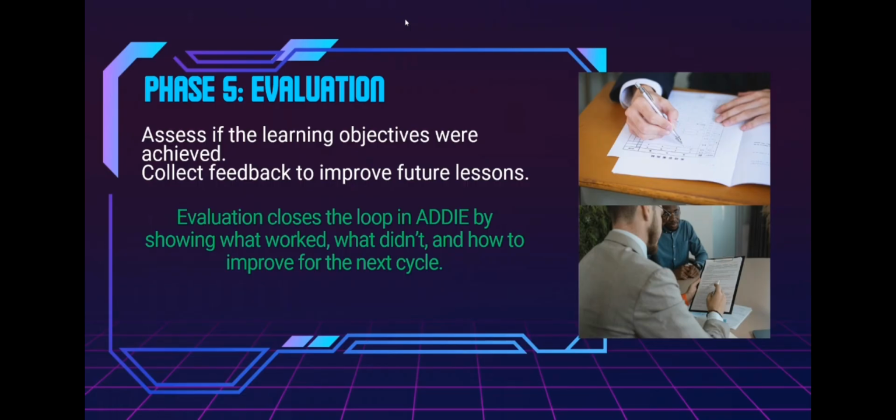So let's move on to the evaluation part. In the Addie model, evaluation is the process of measuring the effectiveness of an instructional program by assessing if it met its goals and if learners achieved the desired outcomes.